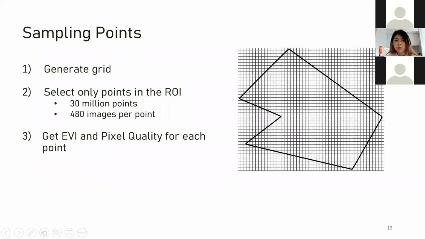Okay. So the first step I did in order to obtain some points to analyze is I generated a grid of longitude and latitude coordinates spaced 250 meters apart, because this is the maximum resolution produced by the MODIS satellite.